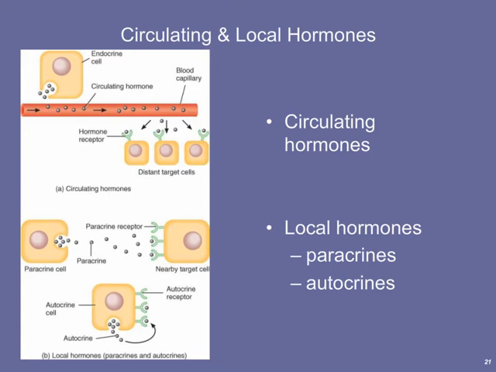Remember, auto means self. So if you take a look at the picture at the bottom of the screen, you can see a cell that's producing a hormone, and that hormone is binding to the receptors on the outside of the same cell. This would be an autocrine. On the other hand, paracrines are hormones that are produced by one cell and have an effect on a nearby adjacent cell. So you can see in the middle picture where the cell on the left is secreting the hormone, it's traveling across the gap to get to the cell on the right and binding to receptors there. That would be an example of a paracrine hormone.